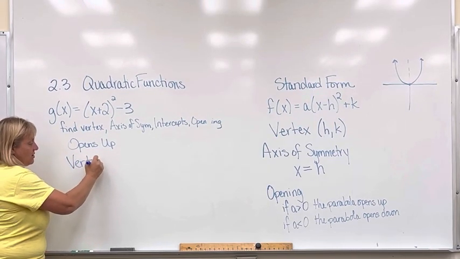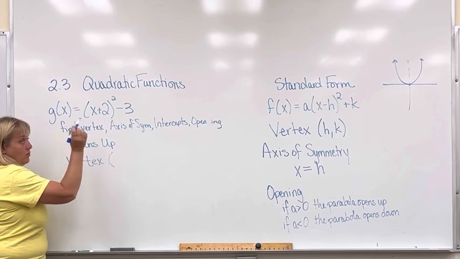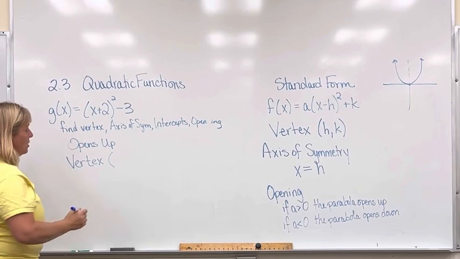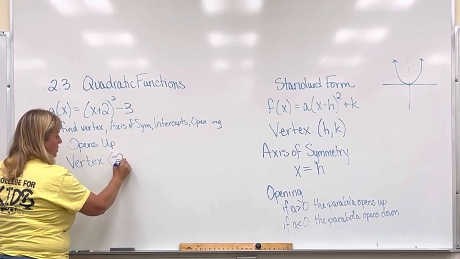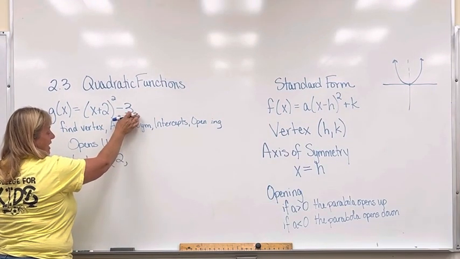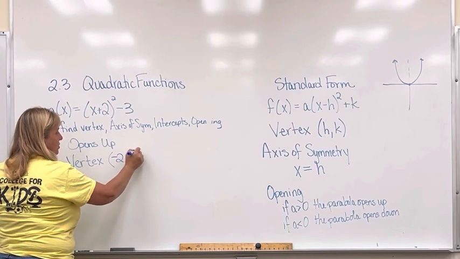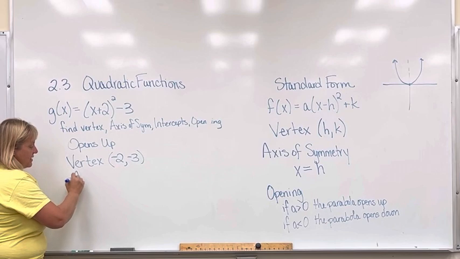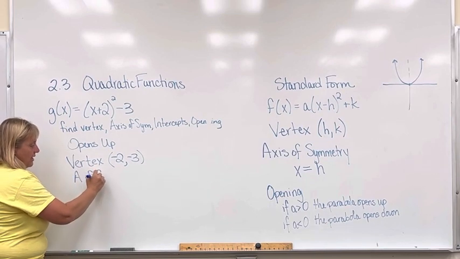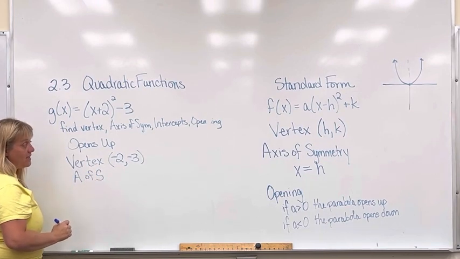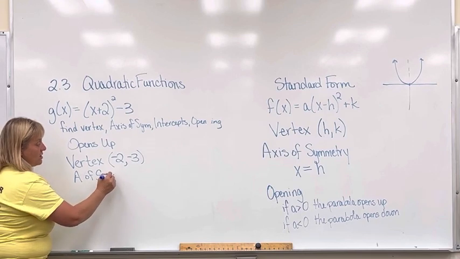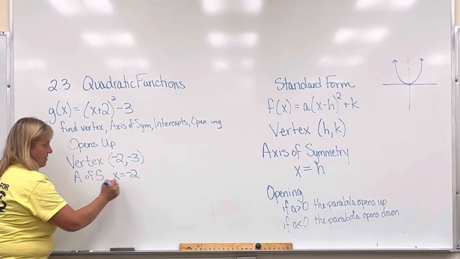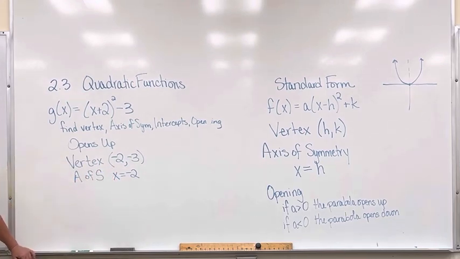Now, because we are in our standard form here, finding the vertex shouldn't be that bad either. To find our vertex, the only thing we have to remember is we need to switch the sign on here, so the 2 will become negative 2, and this guy will stay the same. So negative 2, negative 3. And then that axis of symmetry, which a lot of times you're going to see abbreviated A of S, is just going to be the vertical line x equals negative 2. And we'll show that in a second.